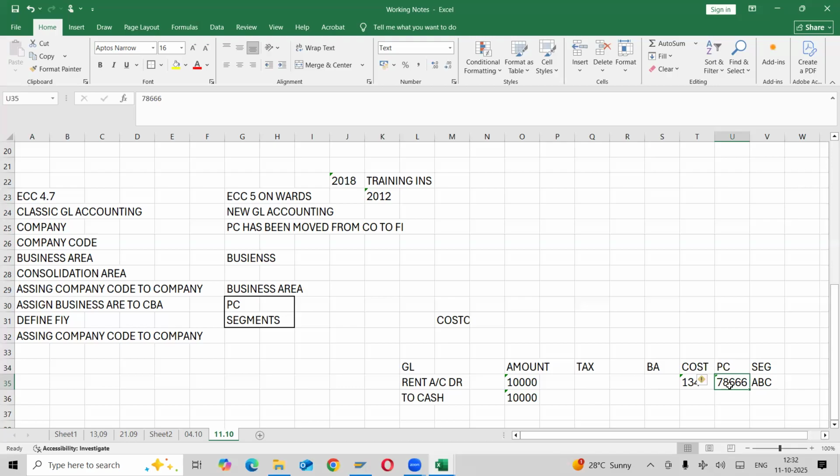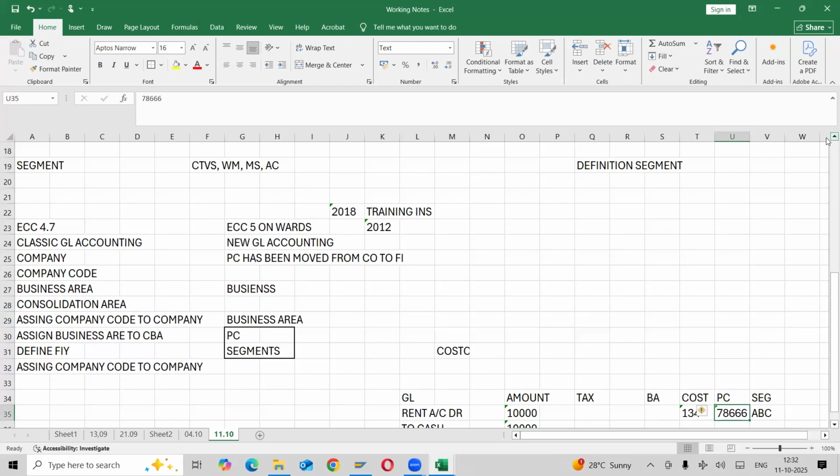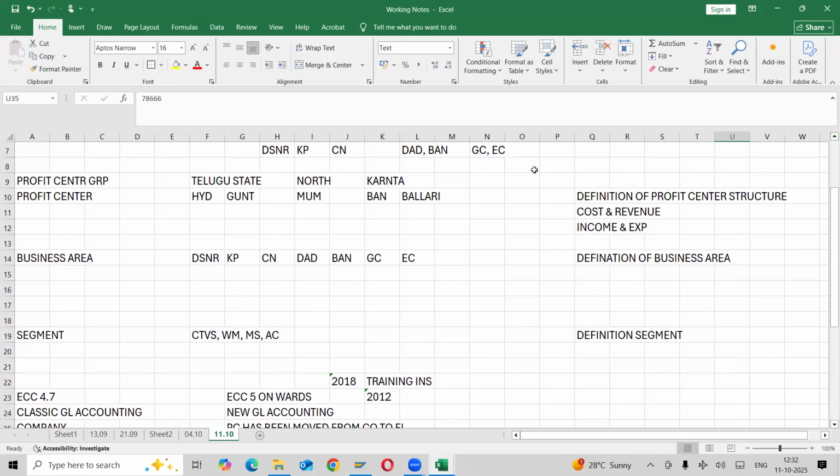My question is, there are three things here: business area, profit center, and segments. How do we determine the profit center? See, the structure is like your client requirement is this. Your client is having these areas. You can have DSNR as a profit center and Hyderabad as a business area. It is all up to you. As per your client requirement, we need to define that. We need to decide.